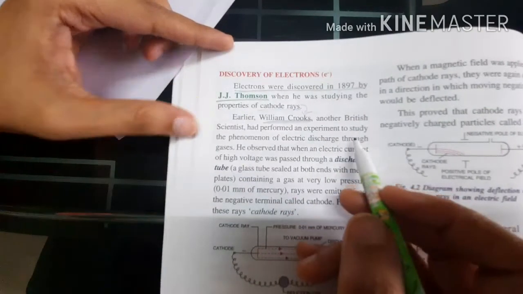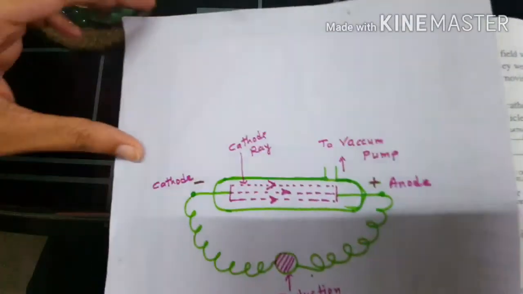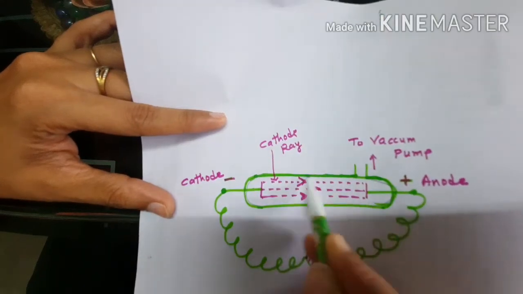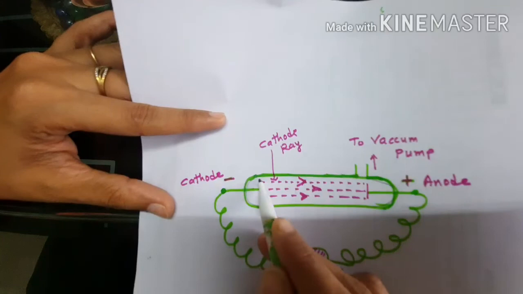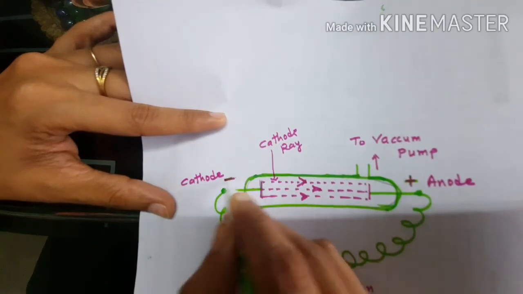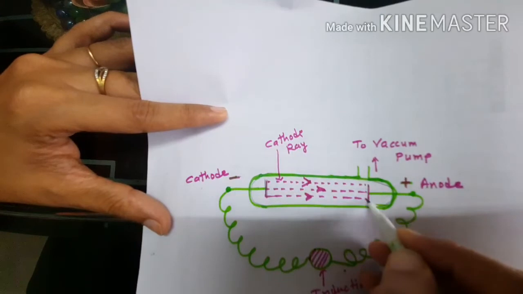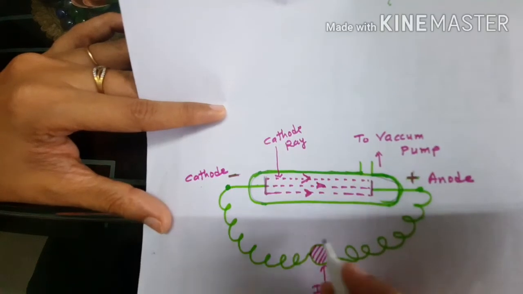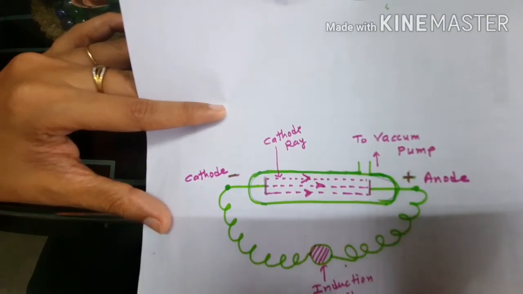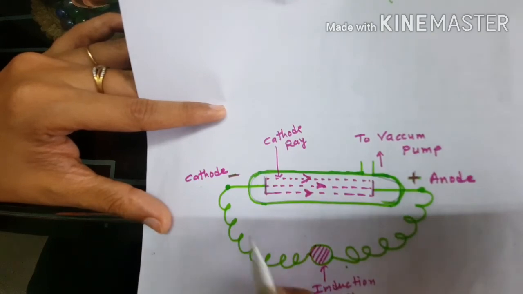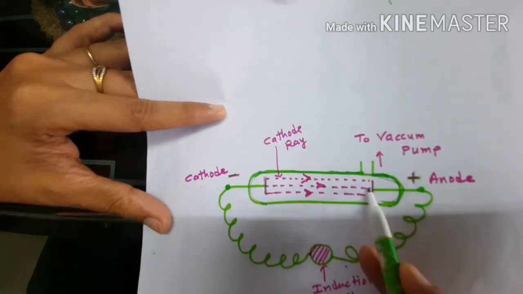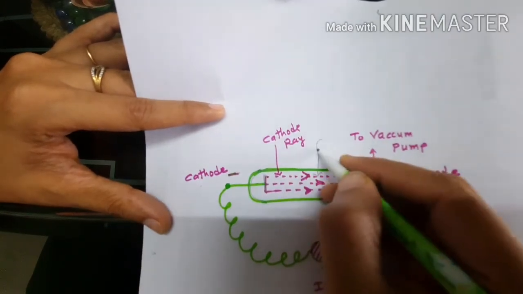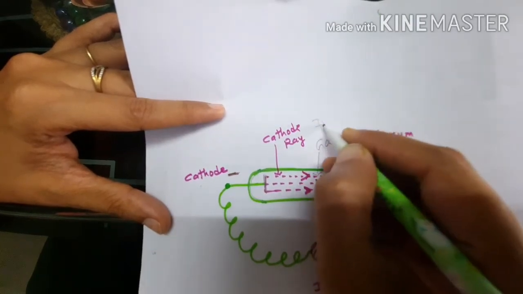So what research was he doing? Here I am explaining through this. This is called a discharge tube. This side is the negative side, which is called the cathode. This side is the positive side, which is called the anode. The cathode and anode are attached to a battery, or we can say an induction coil, through which heat is generated in this tube. And in this tube a particular type of gas is filled, an inert gas.